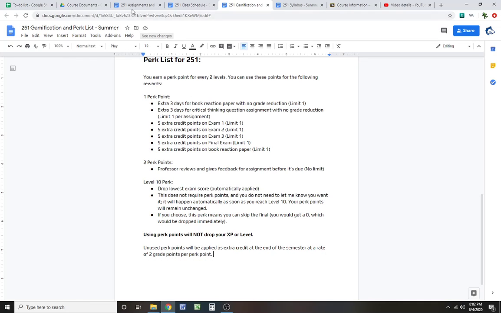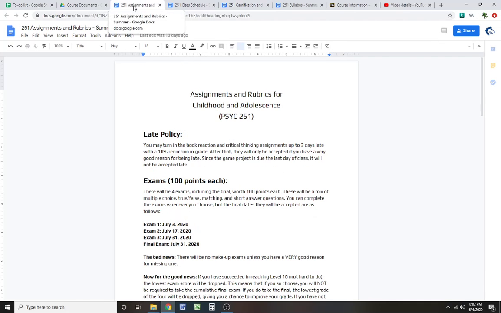Okay. The last document to go through is the assignments and rubrics. Again, here's my late policy. You can turn in assignments up to 3 days late with a 10% reduction. After that, you have to have a very good reason to turn them in. Okay. And the game project will not be accepted late because it's due the last day of class and I have to get it graded and get your grades in.